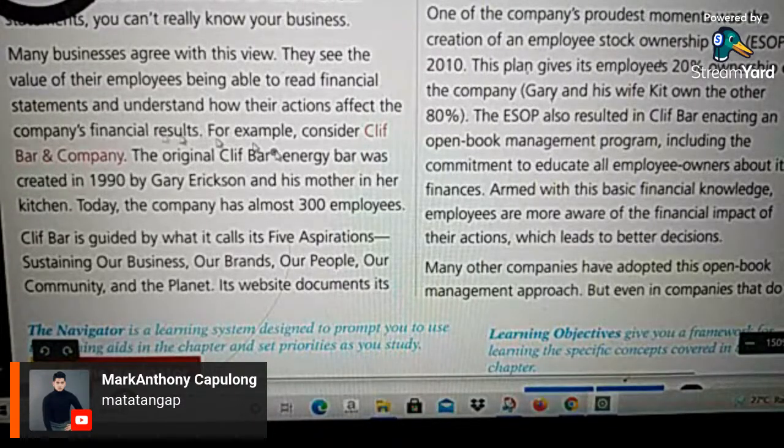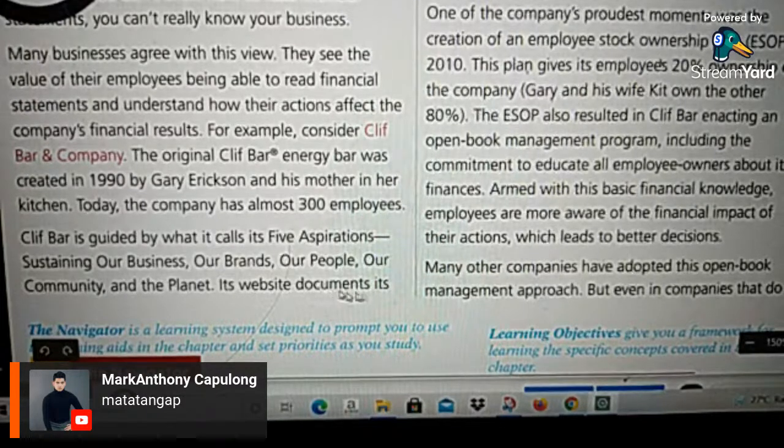So, for example, consider the company Clif Bar and Company. The original Clif Bar Energy Bar was created in 1990 by Gary Erickson and his mother in her kitchen. Today, the company has almost 300 employees. A family business that grows beyond expectation. Clif Bar is guided by what it calls its 5 aspirations: sustaining our business, our brands, our people, our community, and the planet.